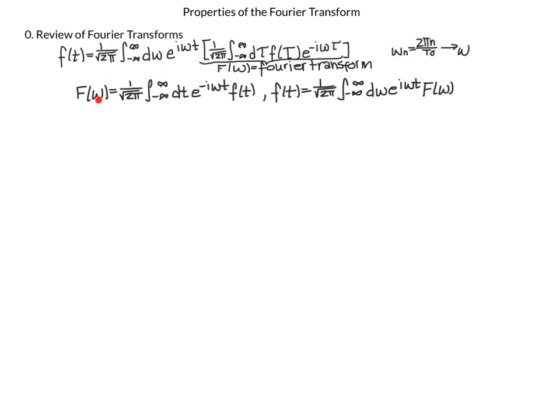Then what we can do with this function, this Fourier transform, is plug it back into this outer function f of t, and what we get is our original function in terms of our sines and cosines, or e to the i omega t.